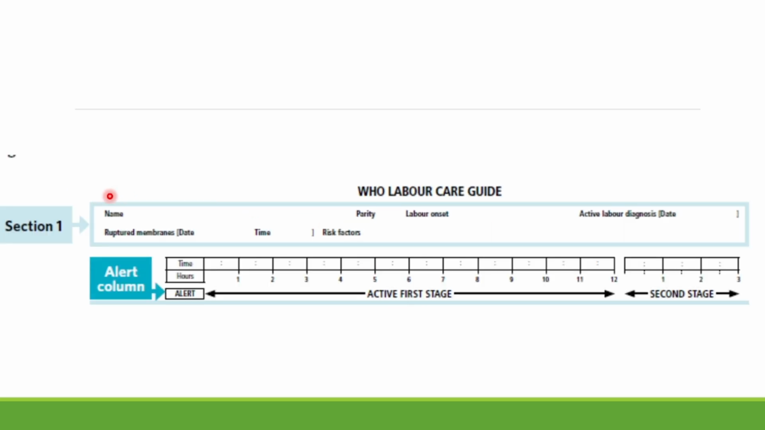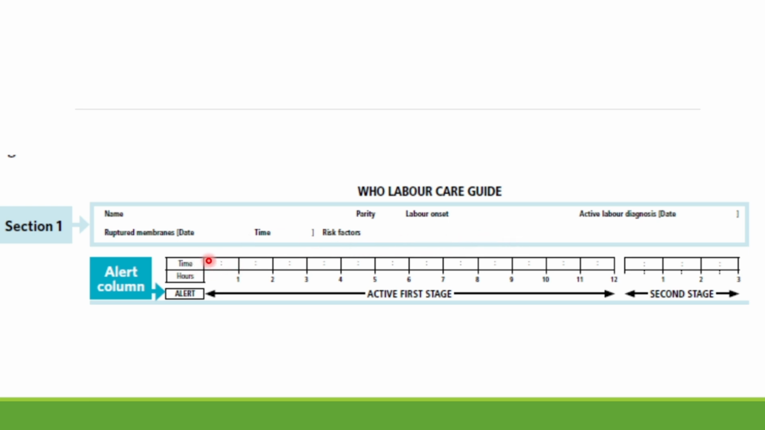Here first, the name, parity, labor onset, active labor diagnosis, ruptured membranes. If the woman has ruptured membranes, we write the date and the time here. If no, we write no. And any risk factor should be written here.